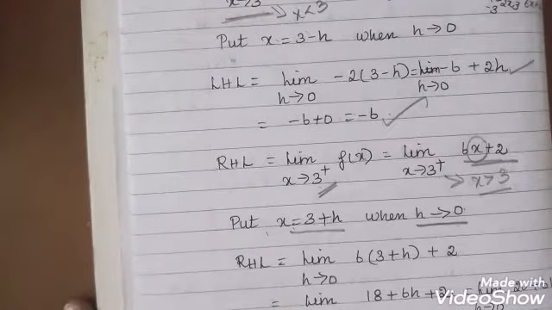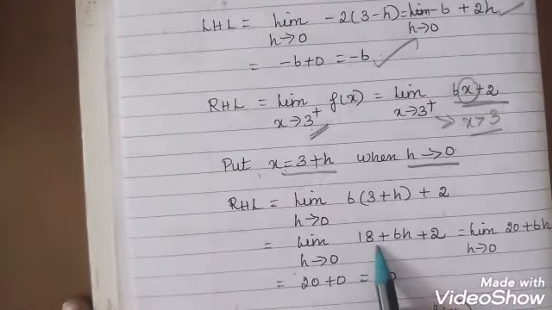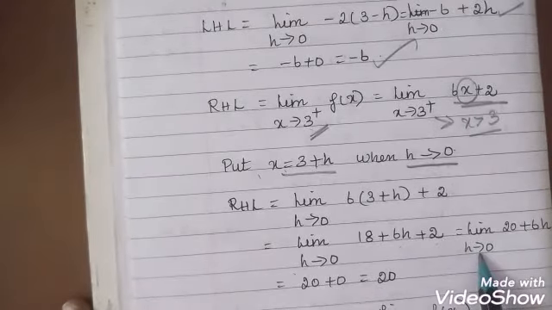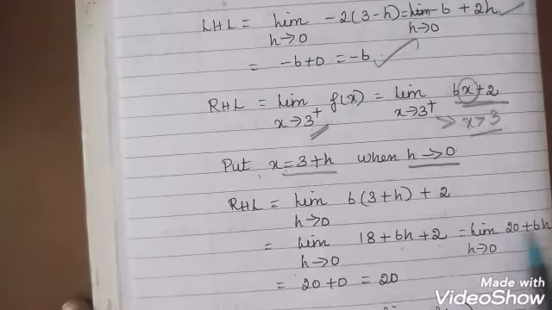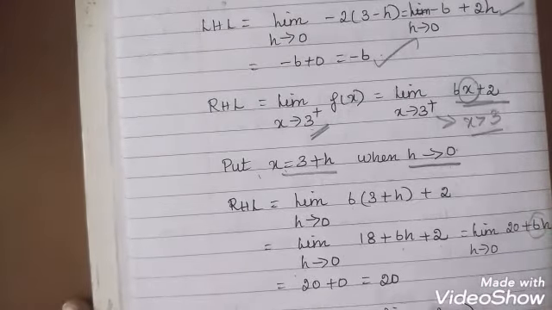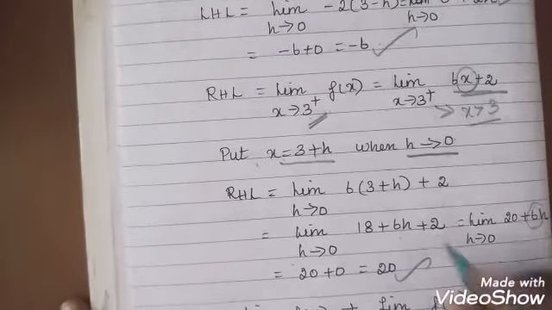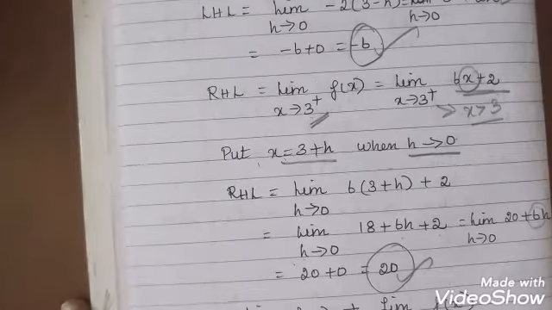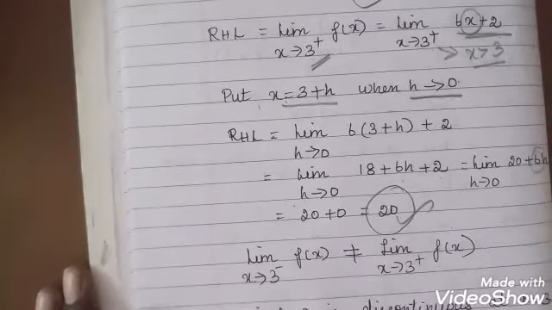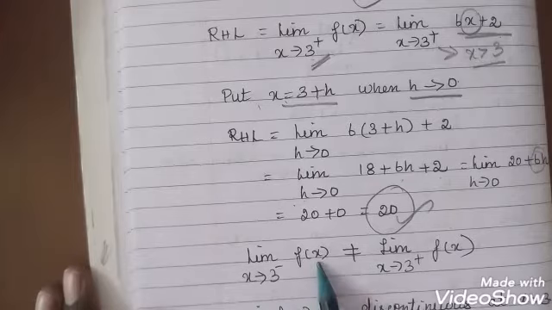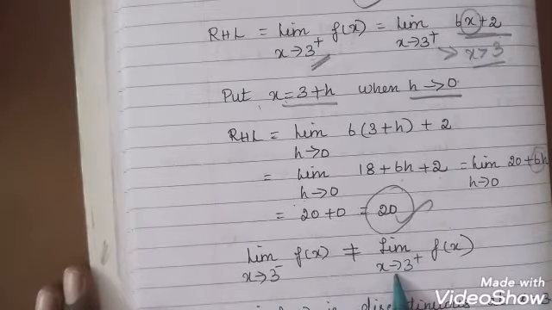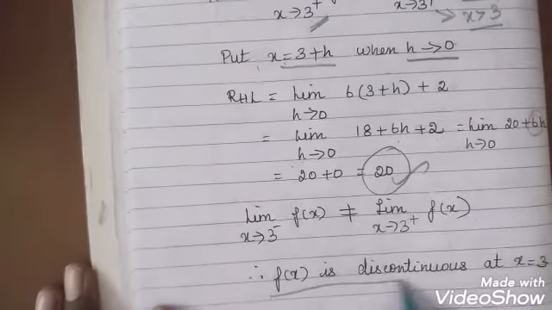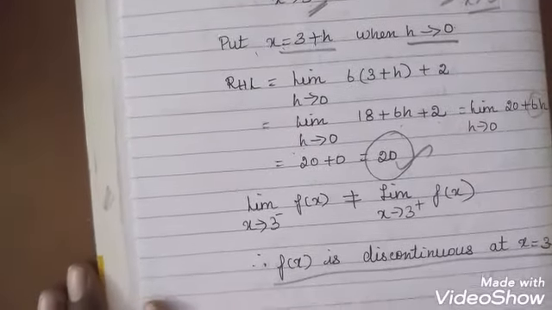Okay, so here limit of h tending to 0, it's 18 plus 6h plus 2, which is equal to limit of h tending to 0, so it's 20 plus 6h. Now when I substitute it, what will you get? It is equal to 20. Now are they equal here? No, it is not equal. So what will I write in this case? Limit of x tending to 3 minus f of x is not equal to limit of x tending to 3 plus f of x. Therefore, what can you say here? Your f of x is discontinuous at x is equal to 3.